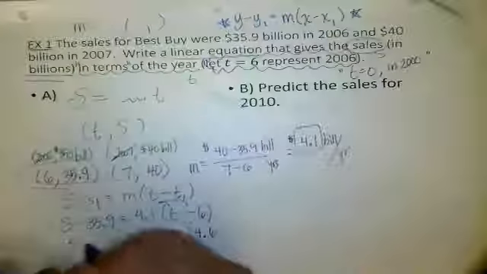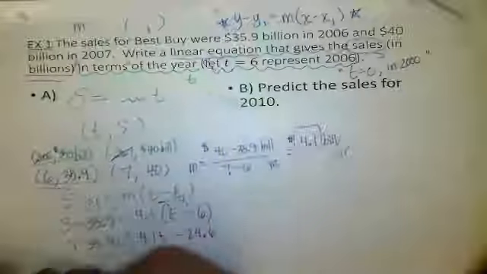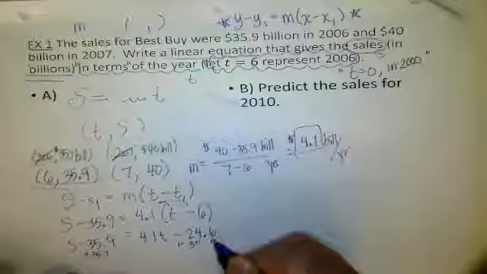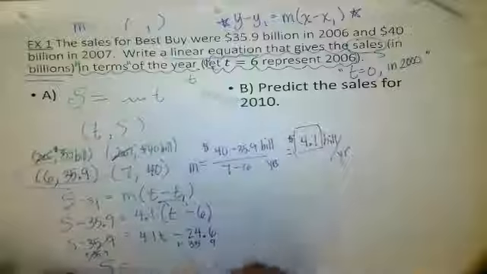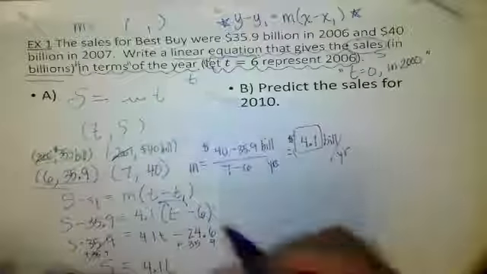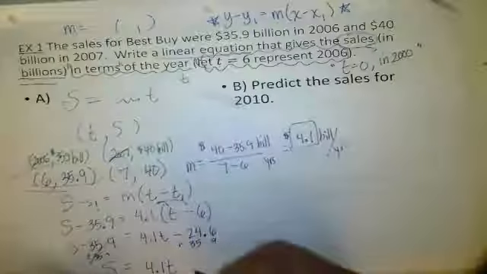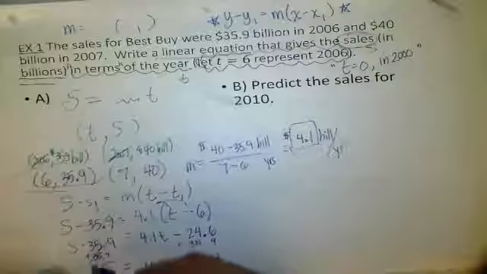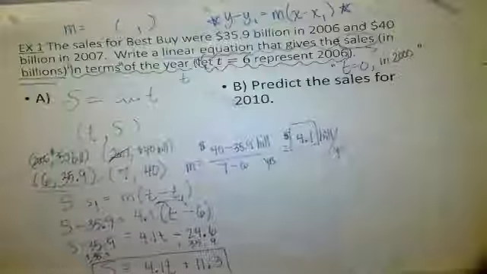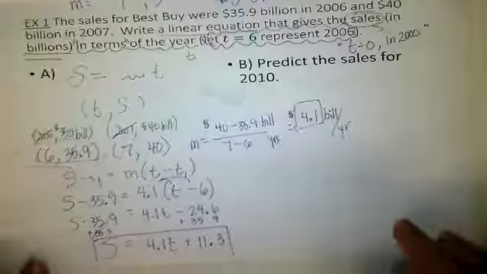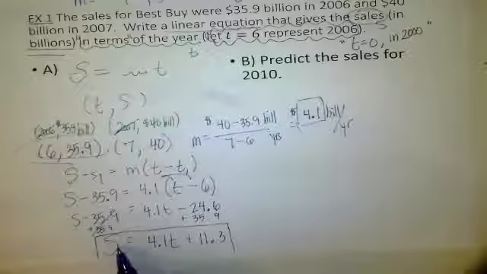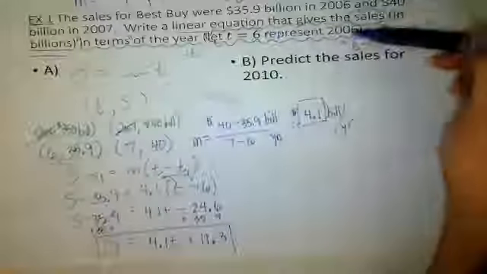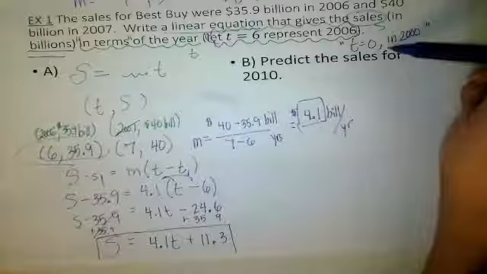Yeah, okay. It was really hard this morning, first period. It's a little better now. Plus 35.9. So we have S equals 4.1 t. I don't know what that is. 11.3. Thank you. Yeah, that looks good to me. All right. So again, this is our linear equation that gives the sales in terms of the year t, where t represents the years since 2000, technically.